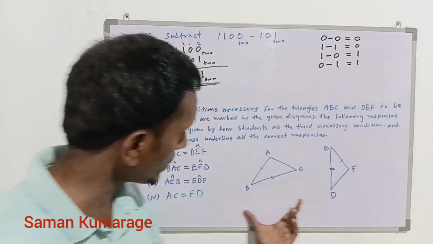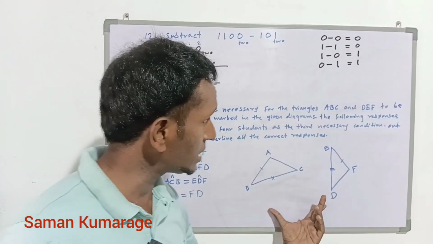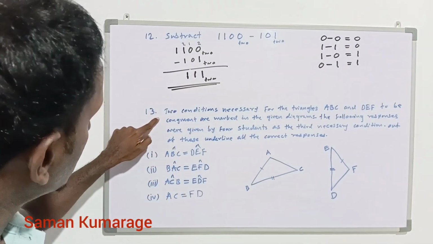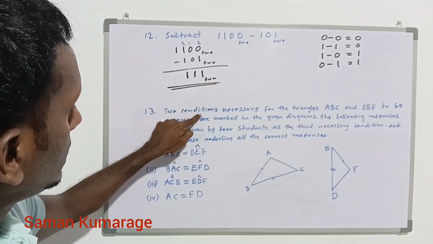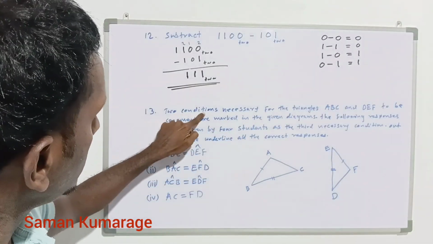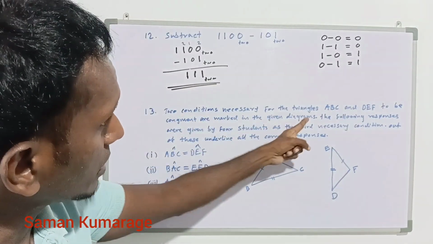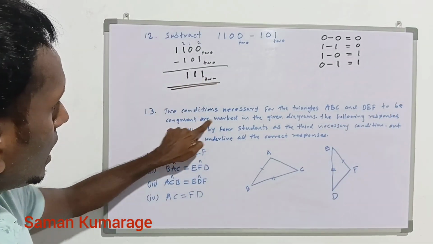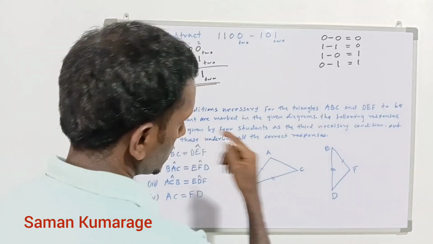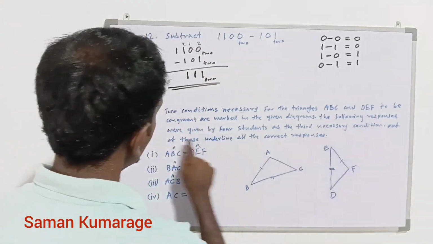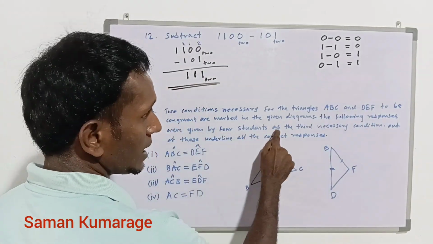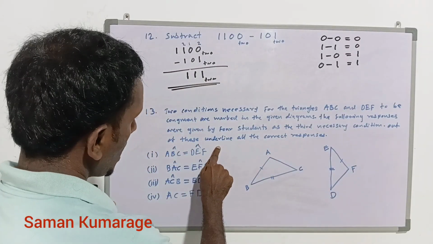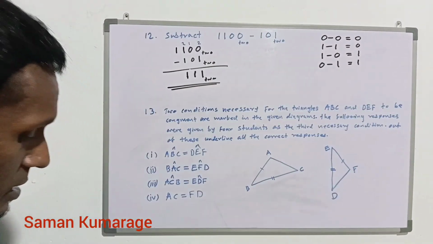This question has come from the lesson congruence we studied in grade 10. So let's first read the question. Two conditions necessary for the triangles ABC and DEF to be congruent are marked in the given diagrams. The following responses were given by 4 students as the third necessary condition. Out of these, underline all the correct responses.